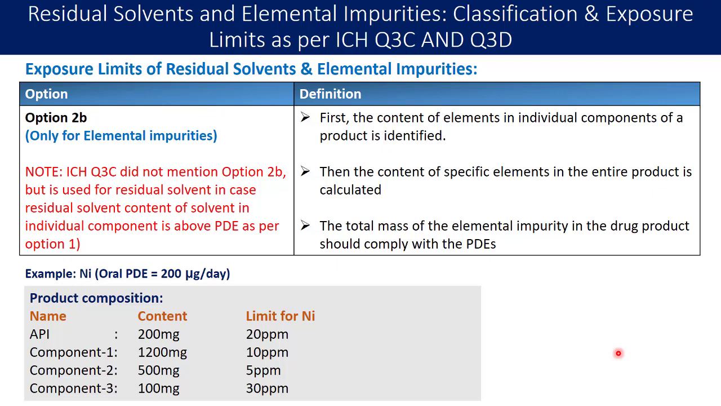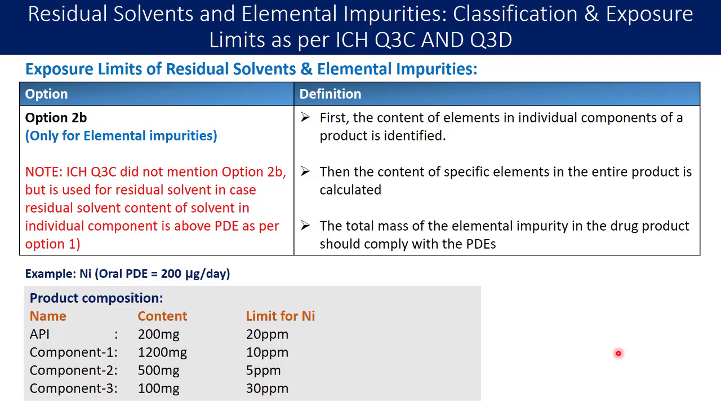So you can consider these values from the specification. So you understand the content of individual component including API and their limit for the nickel. Now the next point, what you have to do now, you have to understand what is the content of nickel in terms of microgram from individual component and API, because 20 ppm is the concentration, but I need to understand the content in terms of microgram.